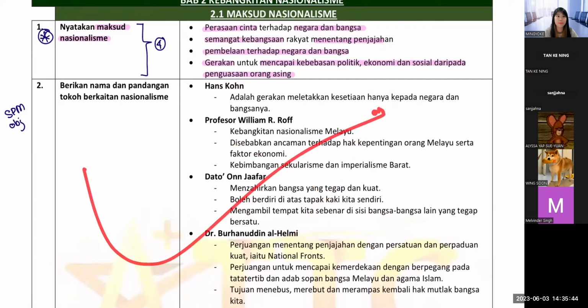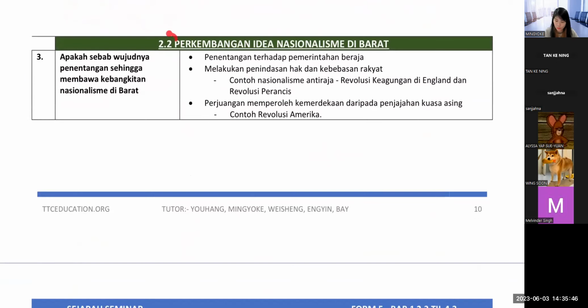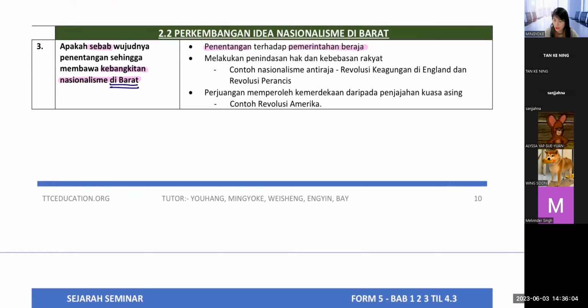Okay. Now, then the next one, 2.2. We talk about perkembangan nasionalisme di Barat. So what is the reason kebangkitan nasionalisme di Barat? Because of what? General answer, di Barat. They never say where, which country. So it's because of what? Penentangan pemerintahan beraja. Because of penindasan hak dan kebebasan rakyat. They bully the citizen, rights and freedom. Contoh what? Contoh the Revolusi Keagungan and Revolusi Perancis. And they also fight for independence. Contoh, Revolusi Amerika.